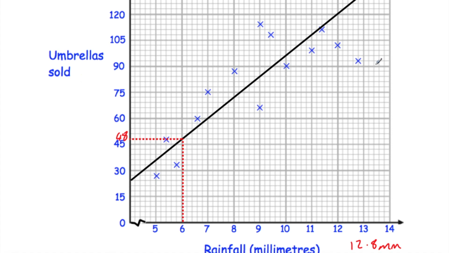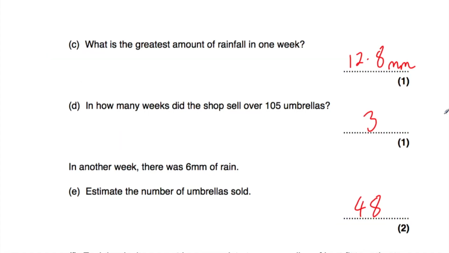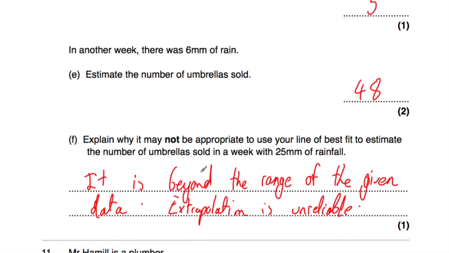It's extrapolation. So let's write that down. It's beyond the range of the given data. And that's it. So we've just written down it's beyond the range of the given data, and extrapolation is unreliable. So if we extrapolate, if we make those predictions, it's unreliable. Okay, let's have a look at our next question.